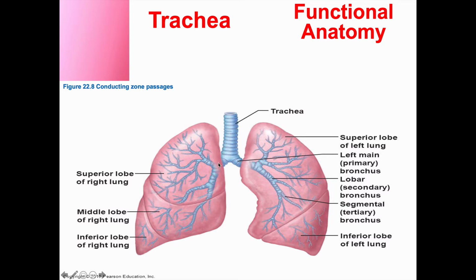Then finally it is entering into the hilum of the lung. The entry point of the bronchus into the lung is called the hilum of the lung.